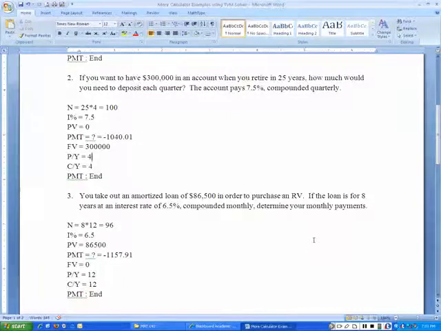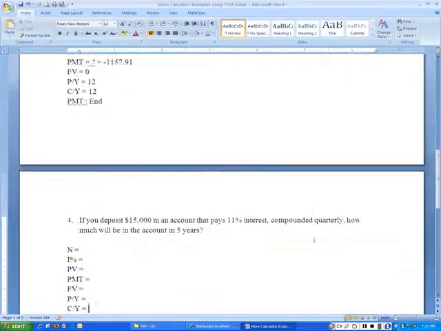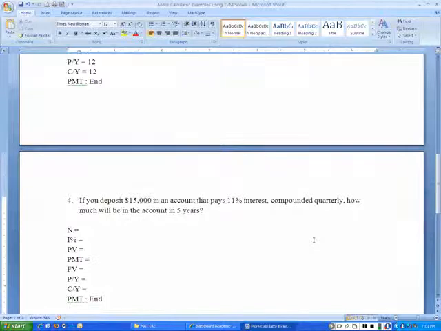Now I want to go back to the first part of this chapter when we were first dealing with compound interest and show you that we can use the TVM solver for those as well when we don't have payments involved. So this first one says: if you deposit $15,000 in an account that pays 11% interest, compounded quarterly, how much would you have in the account in 5 years? Now you could use the formula A equals P times (1 plus r over n) to the nt, or you could use your TVM solver. Either one of them should work fine.